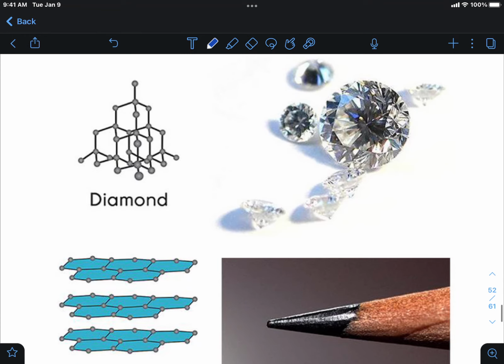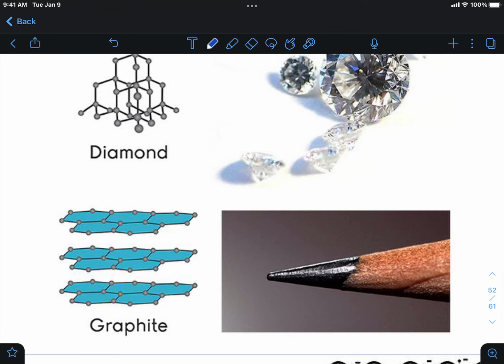Right? Here's a picture of a diamond. You've seen pictures of diamonds before. Here's a picture of a pencil tip, which you've seen before.